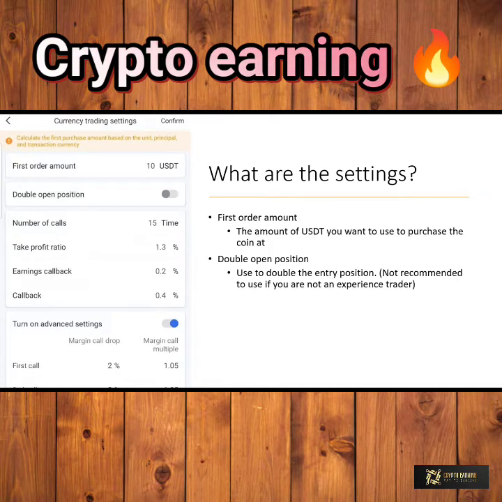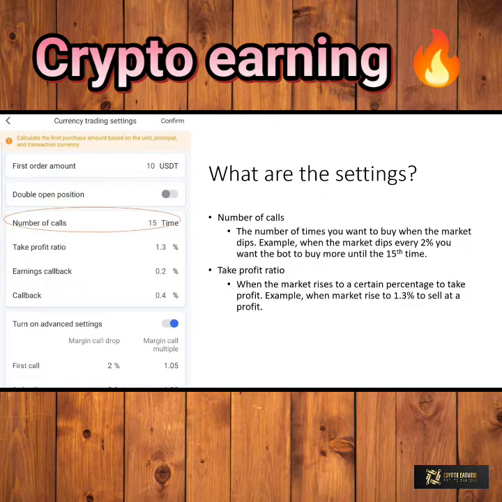As you can see, there are multiple settings, and we are going to go through them one by one. The first order amount is the amount of USDT you want to use to purchase the coin at the price it is at. Double open position is to ×2 the first order amount once it has closed a position successfully. The number of calls is the number of times you want to buy when the market dips. Example: when the market dips every 2%, you want the bot to buy more until the 15th time.